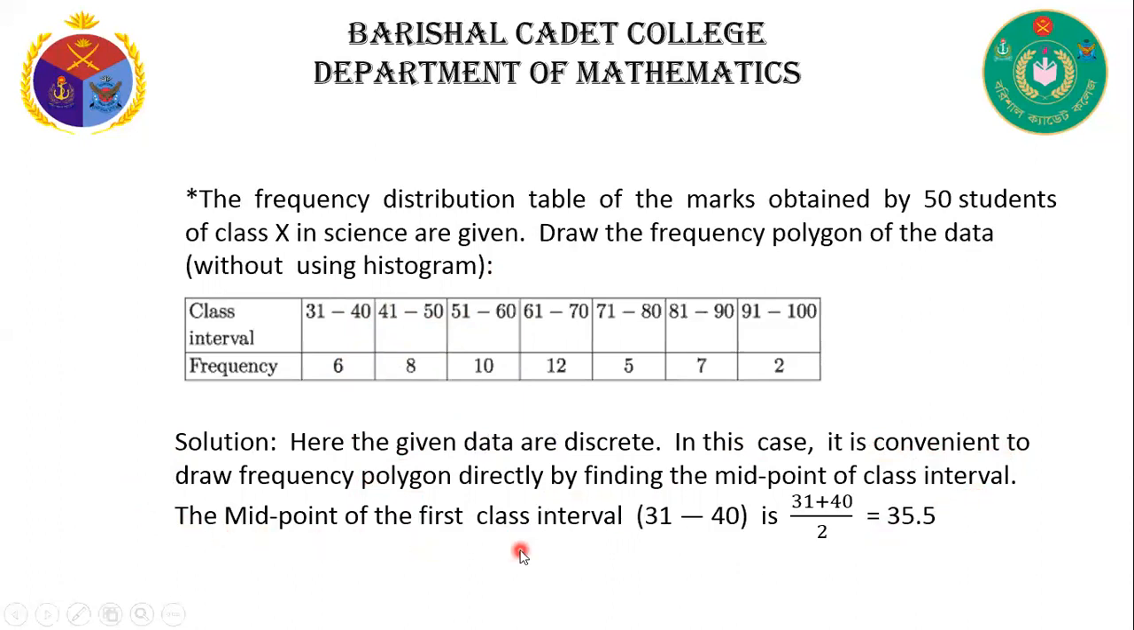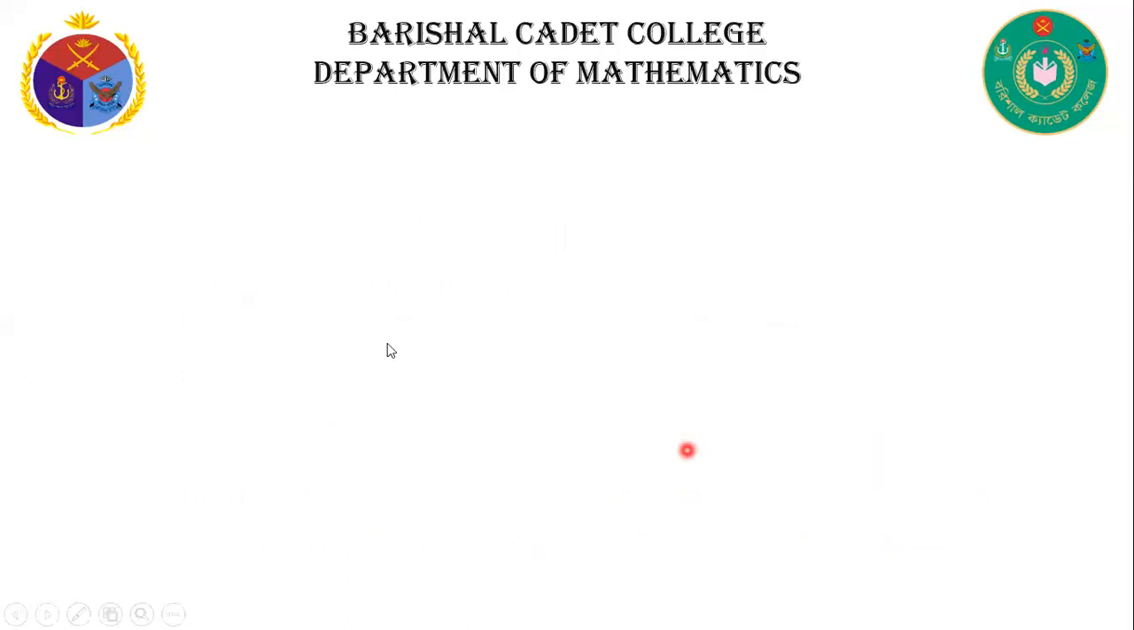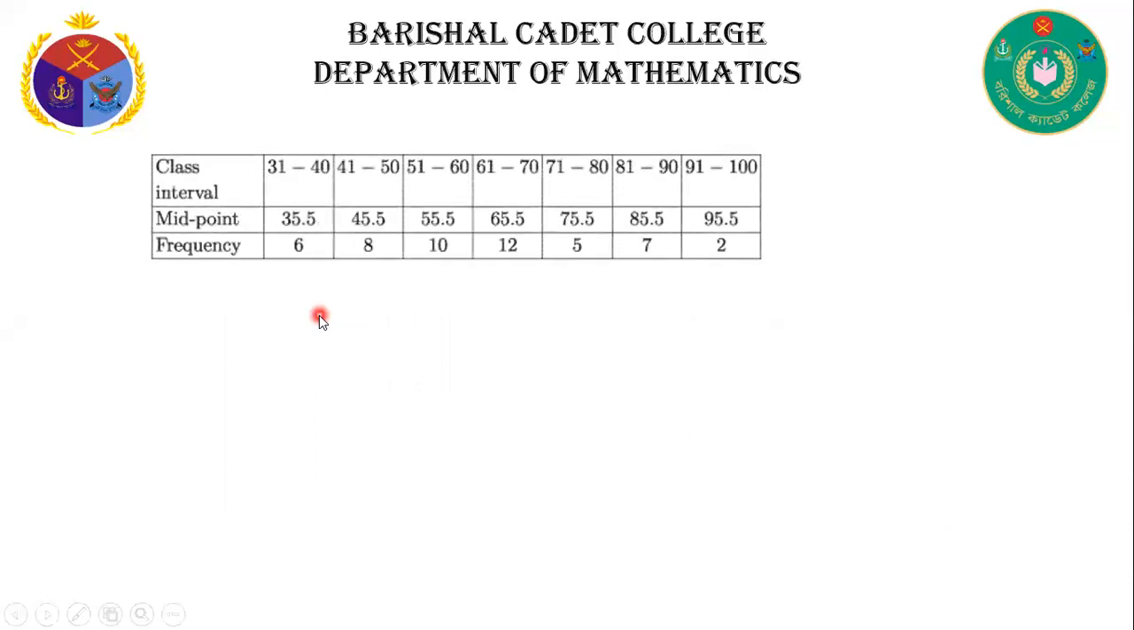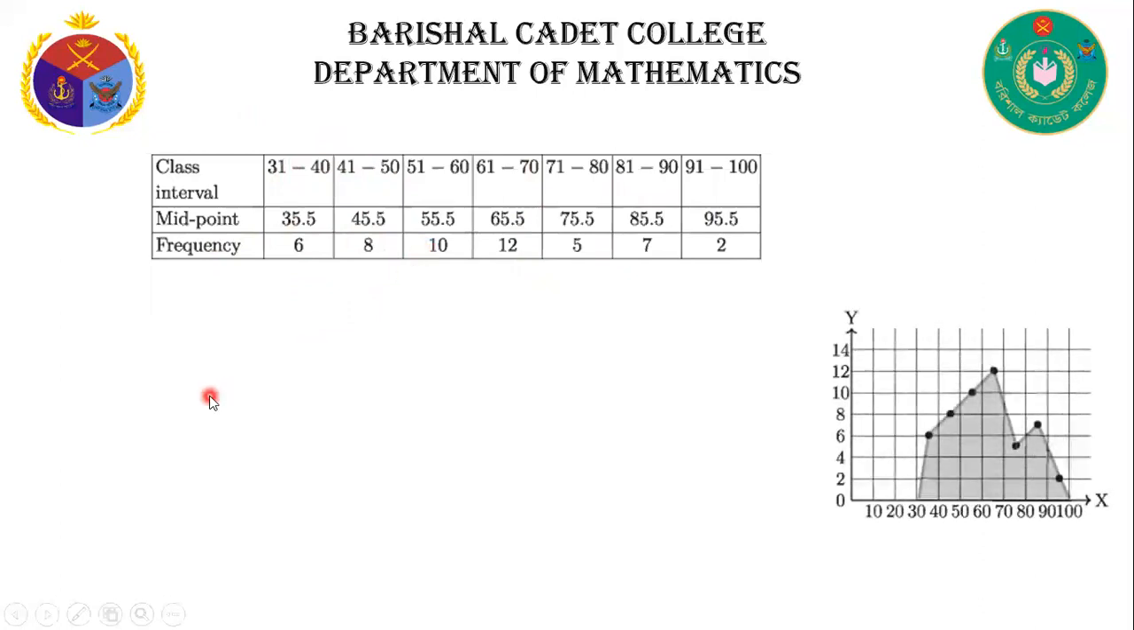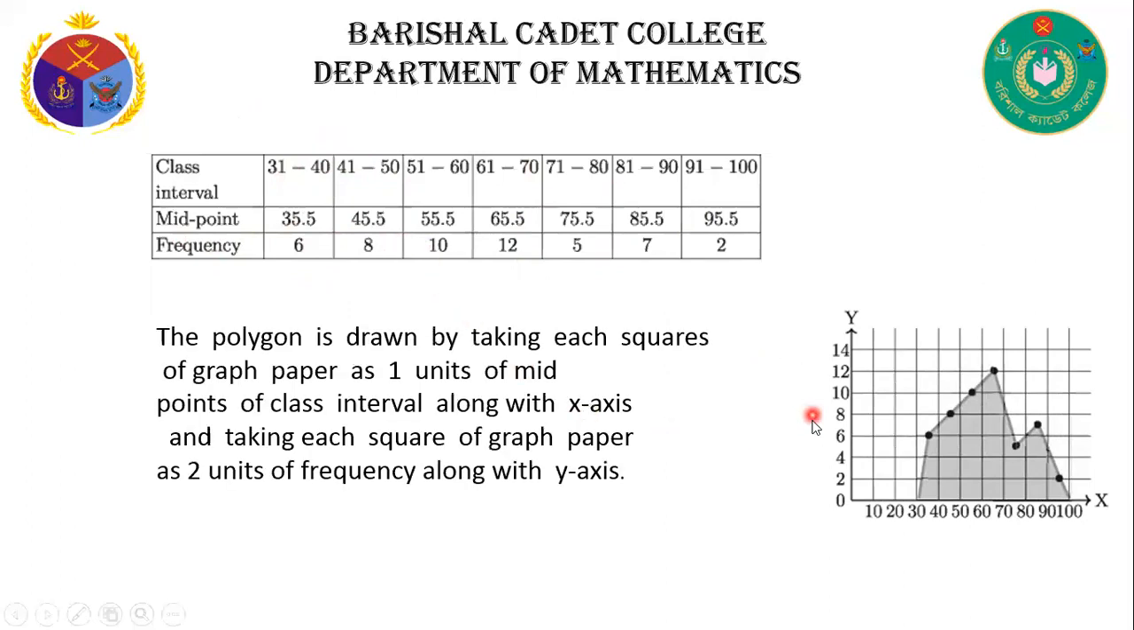The midpoint of the first class interval is 31 plus 40 divided by 2, that means 35.5. In the same way, we find the midpoint of 41 and 50: 41 plus 50 is 91, divided by 2, that means 45.5. In the same way, we can complete this table. Then we draw the frequency polygon without a histogram.